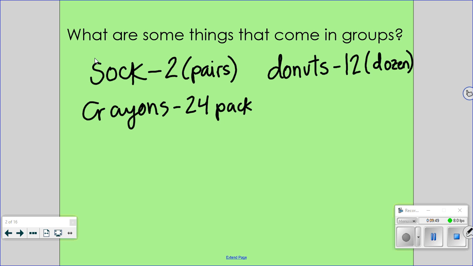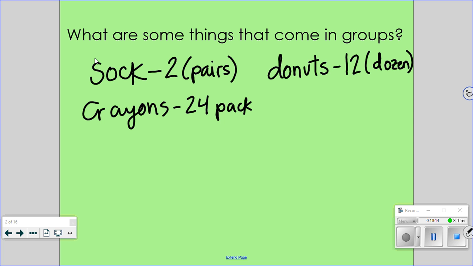You ever had those little mini Oreo packs? Oh yeah. Not the mini minis, but the ones that are like little rectangles and there's like four cookies in each pack. That could be something that comes in groups.